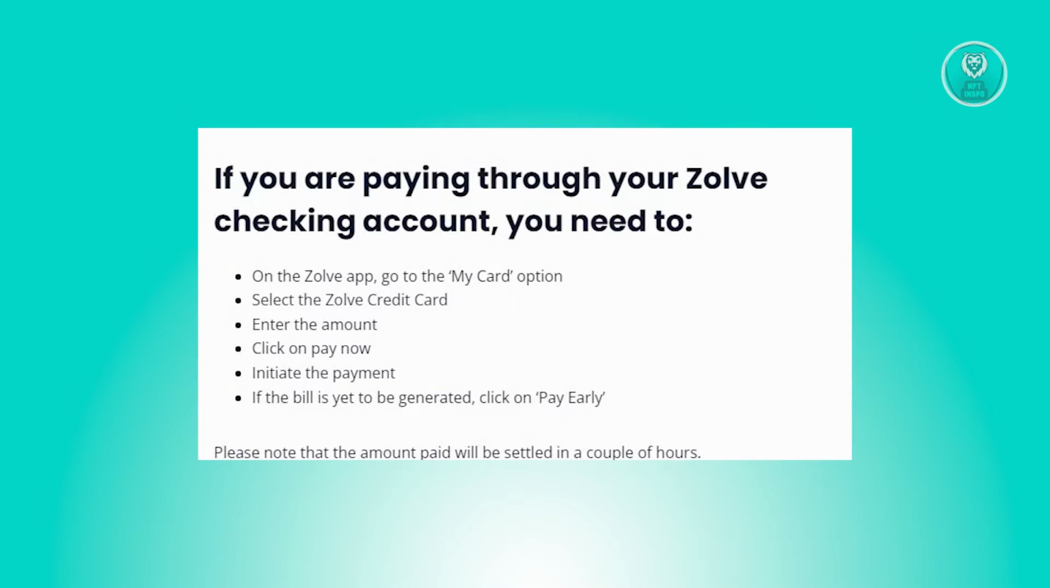Now, first thing you need to do is launch the Zolve app and navigate to the My Card option. Choose Zolve credit card, input the desired payment amount, click on Pay Now to initiate the payment. If the bill is not yet generated, select Pay Early and be aware that the paid amount will be settled within a couple of hours.